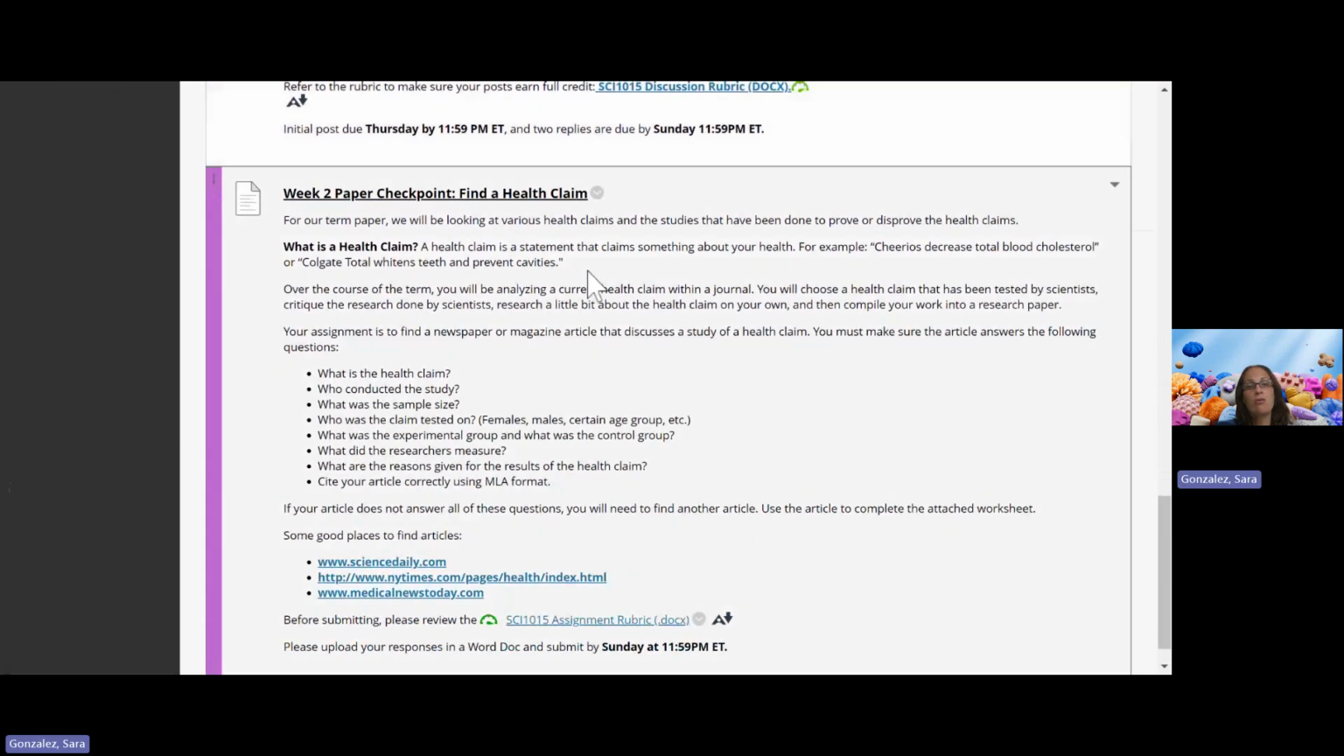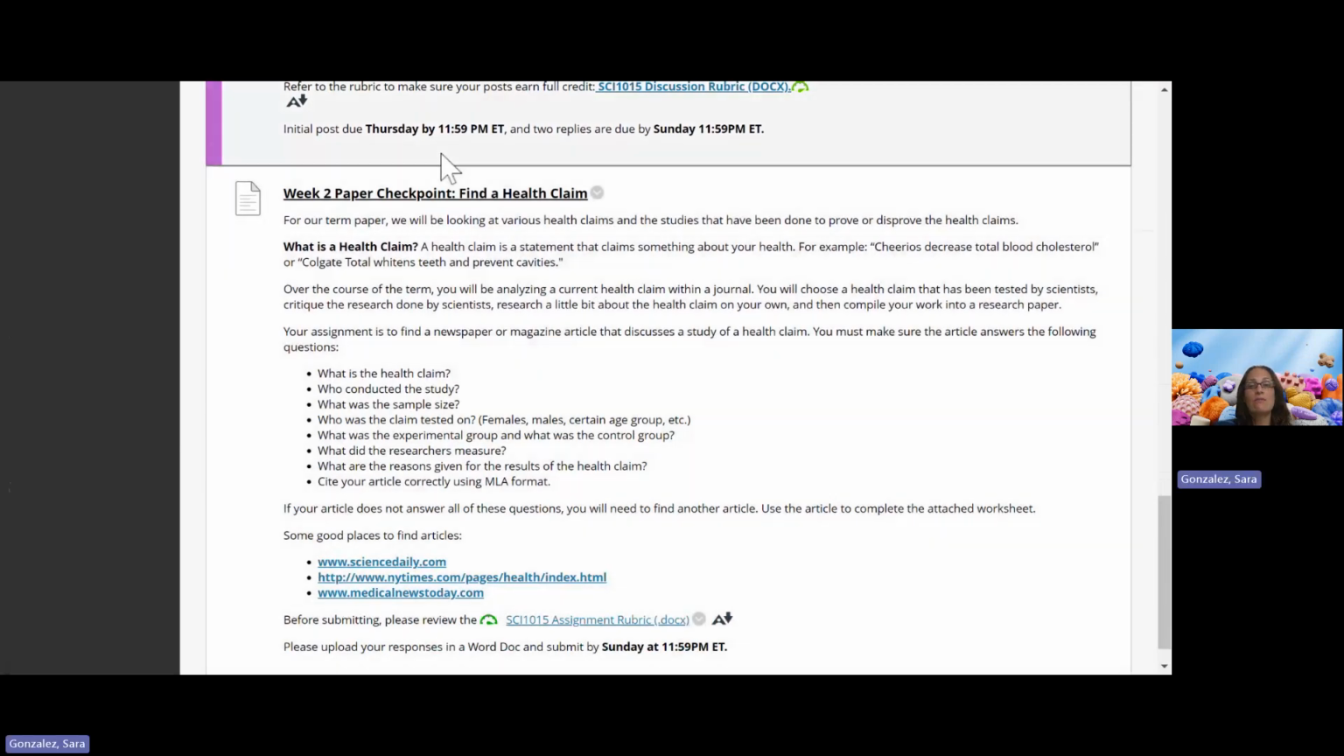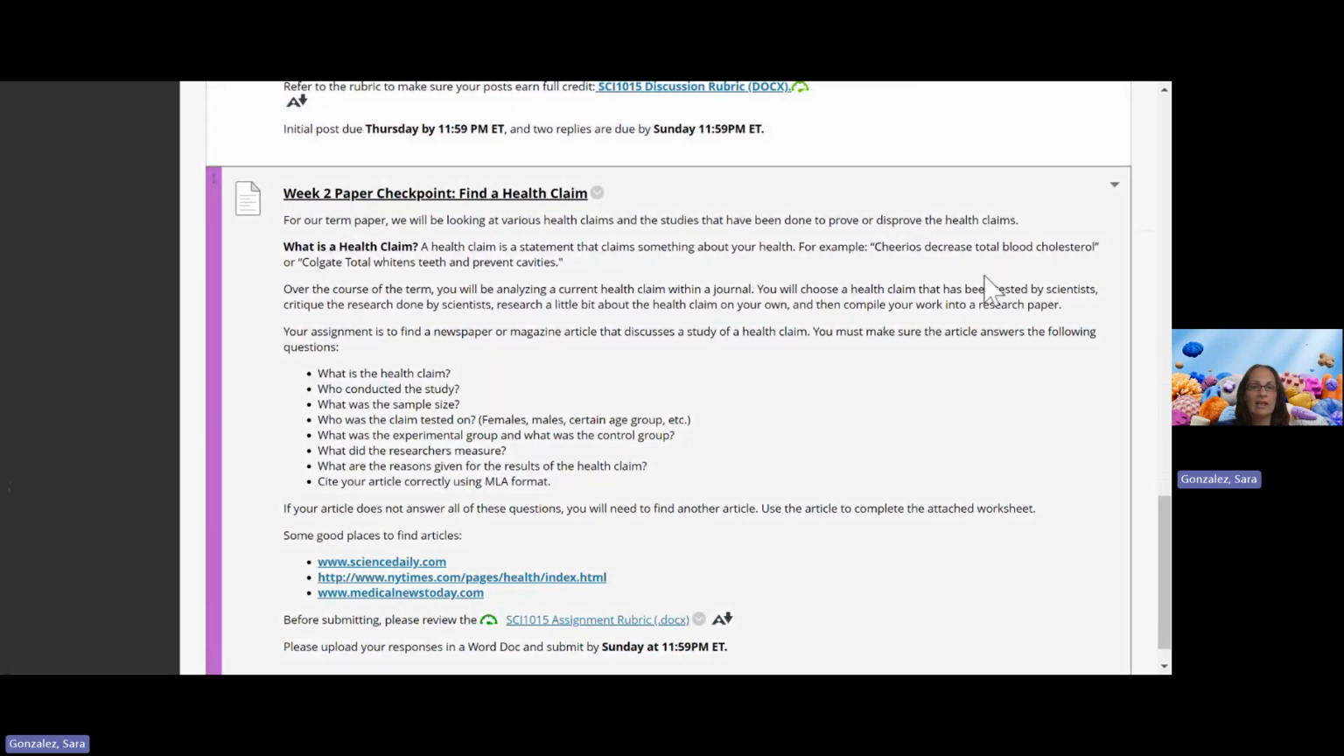And then you have a checkpoint looking at a health claim. So take a look at any health claim. For instance, one very popular one is Cheerios. If you eat Cheerios, it's going to decrease your blood cholesterol. Toothpaste prevents cavities. So there's a whole bunch of different health claims.